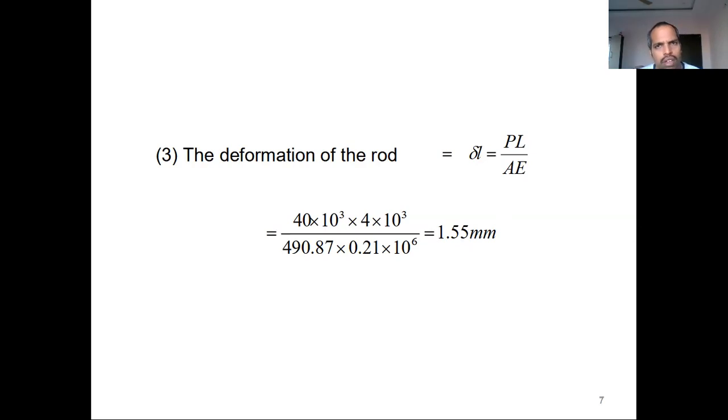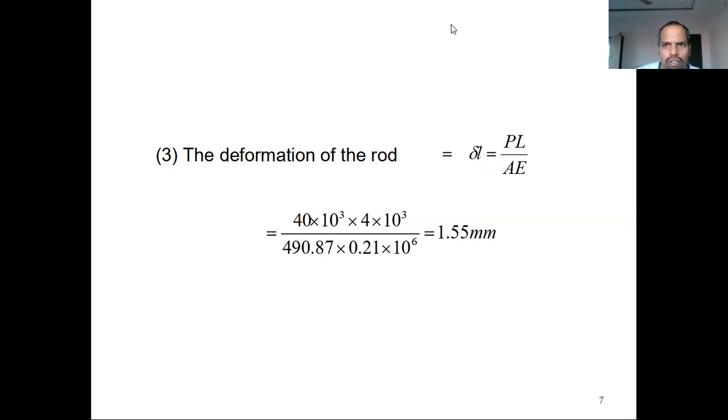So stress is mathematically expressed as load per unit area, and strain is equal to change in length by original length, and Young's modulus E is equal to stress by strain. That is the only thing. We are rearranging the terms. That's all. Nothing else.